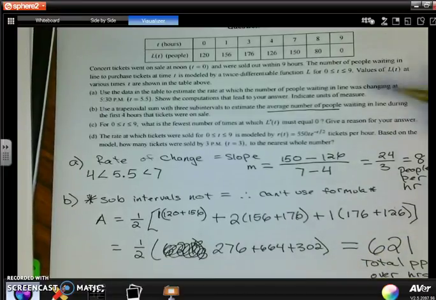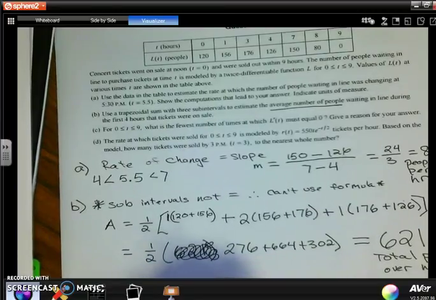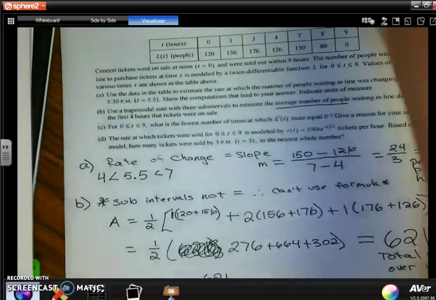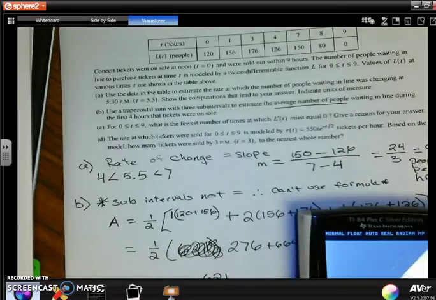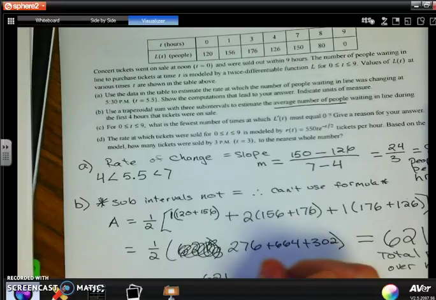So my suggestion would be, every time you see in a problem that it says the average number of people, figure out the total, and then, how do you find the average? So the average over the 4 hours was 621 divided by 4 hours, so the average per hour. And again, you could do this right on your calculator. So you have 621 divided by 4, and so you get 155.25.